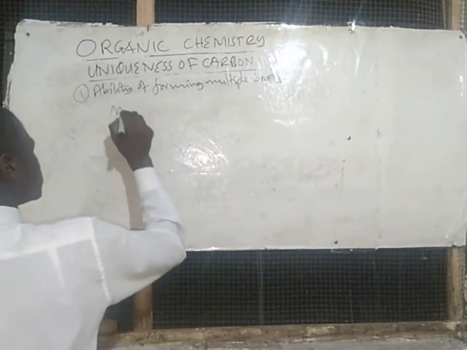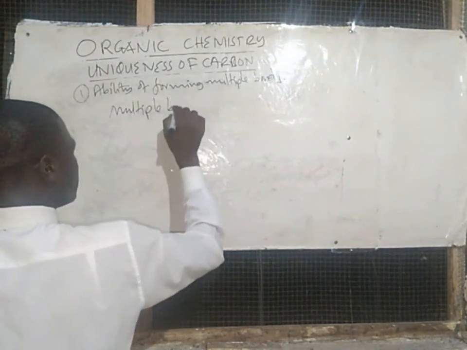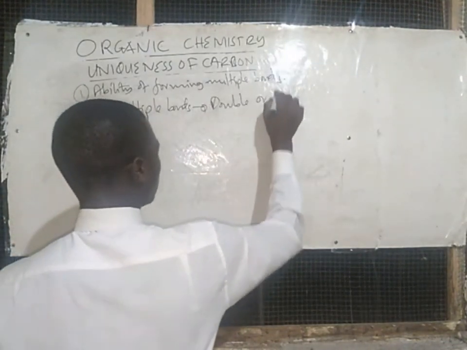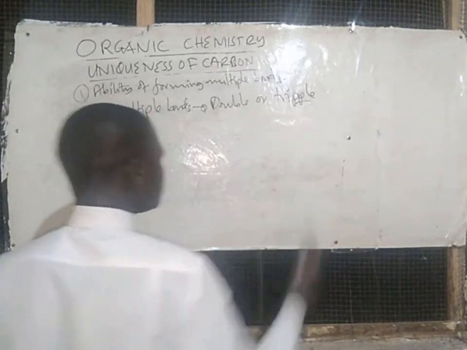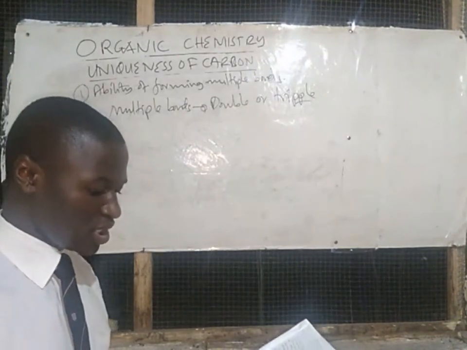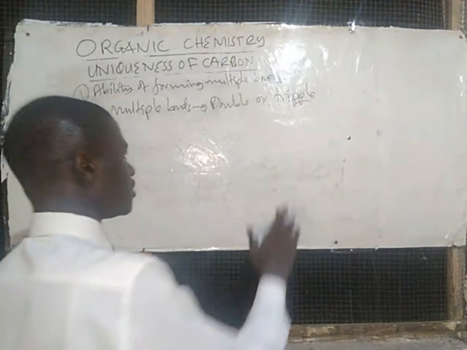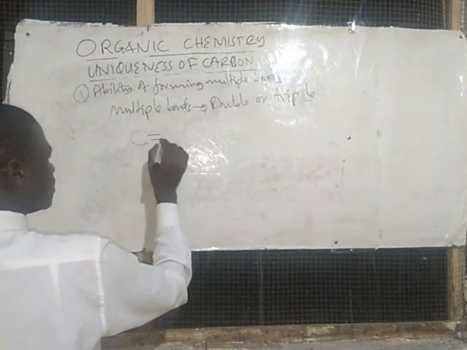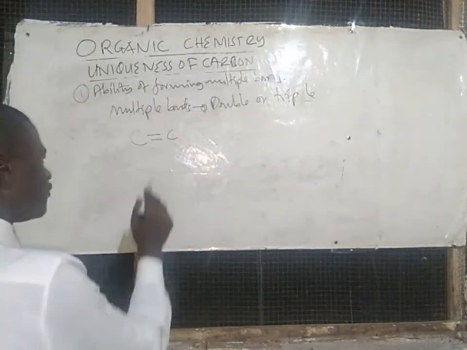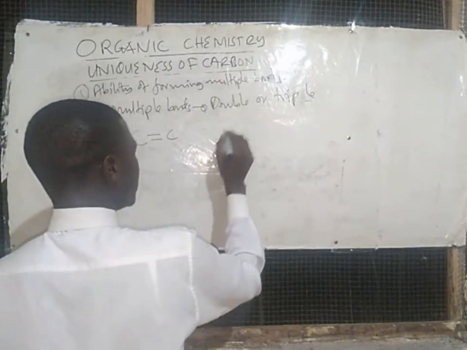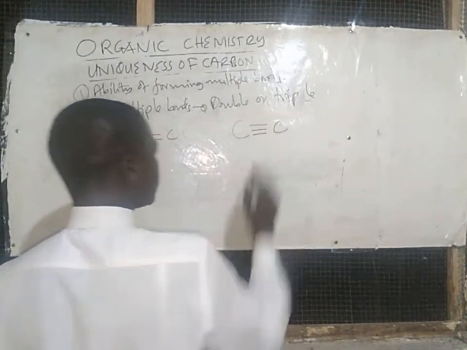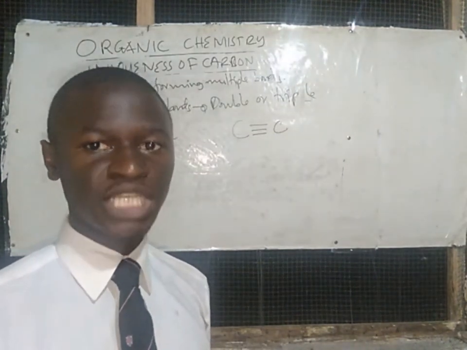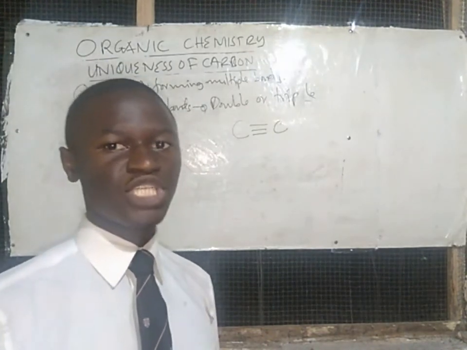Multiple bonds, when you are talking about multiple bonds, that means there is a double or triple bond. Double or triple bond. So a double bond, for example, carbon. This is a double bond. We have one bond here and another bond here. But a triple bond, a triple is carbon. So it is very important for you to understand the origin of double and triple bond according to general chemistry. Where is the double bond originating from?